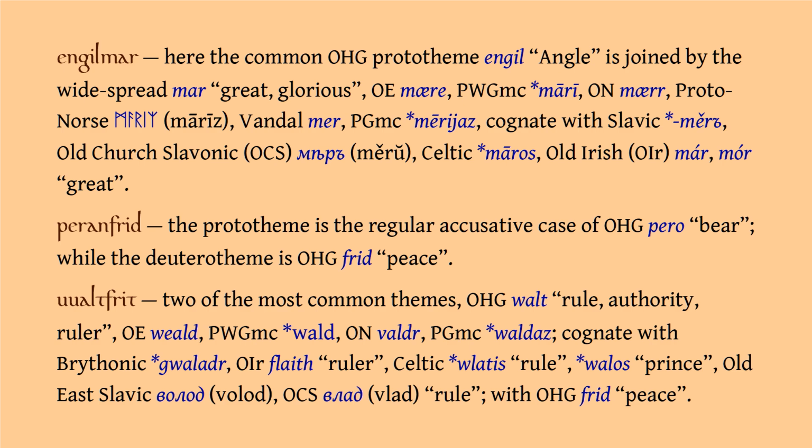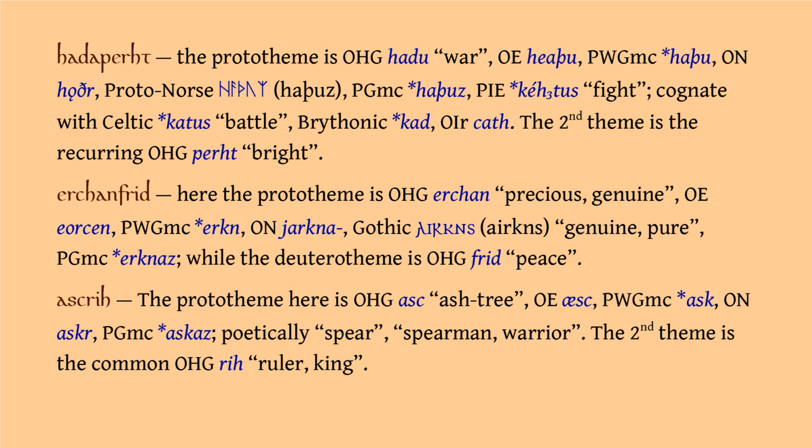Waldfrid. Two of the most common themes, Old High German Wald, rule, authority, ruler, Old English Wild, Proto-West Germanic Wild, Old Norse Waldr, Proto-Germanic Waldas, cognate with Brythonic Gwaladr, Old Irish Flath, ruler, Celtic Latis, rule, Walos, prince, Old East Slavic Volod, Old Church Slavonic Vlad, rule, with Old High German Frid, peace. Hadepercht. The proto-theme is Old High German Hadu, war, Old English Hathu, Proto-West Germanic Hathu, Old Norse Horthr, Proto-Norse Hathus, Proto-Germanic Hathus, Proto-Indo-European Kertus, fight, cognate with Celtic Catus, battle, Brythonic Card, Old Irish Carth. The second theme is the recurring Old High German Percht, bright.